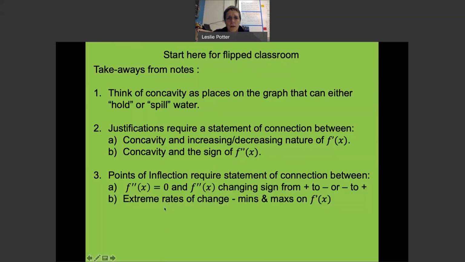So when we get into the classroom, we'll go over the takeaways from the notes, and then we'll work on the topic questions and get you through that gradual release onto your homework.